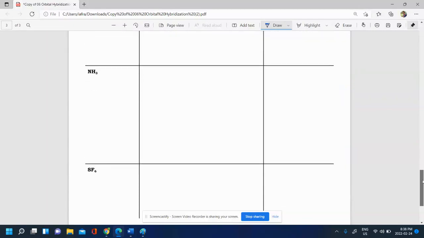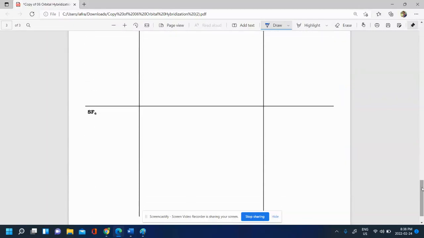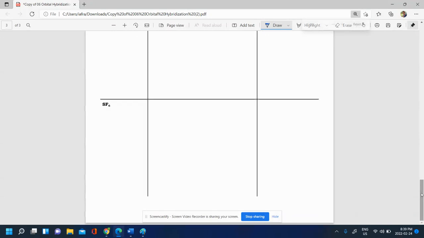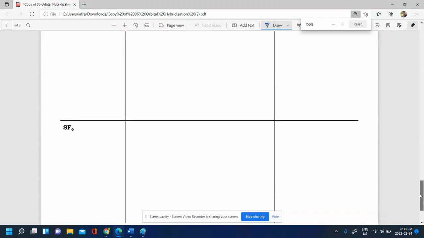In this video, we're going to do one final example. The example is of SF6. We're going to demonstrate the hybridization process that occurs and explain the bonding using valence bond theory, electron promotions, if applicable, and hybridization. So we'll start off by drawing our Lewis structure for SF6.